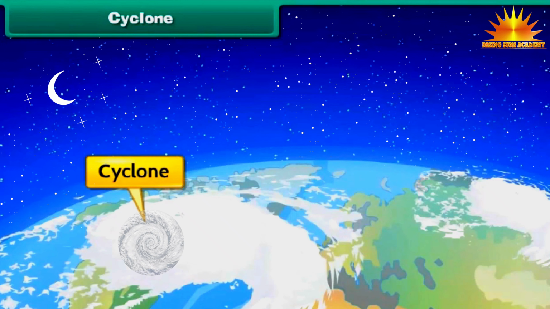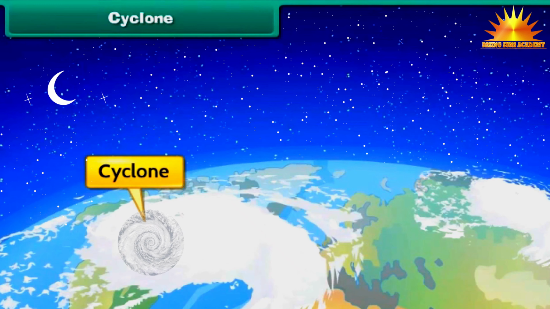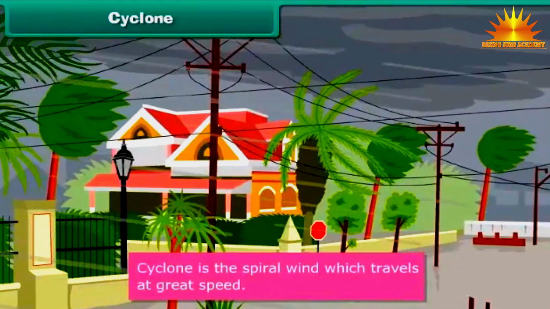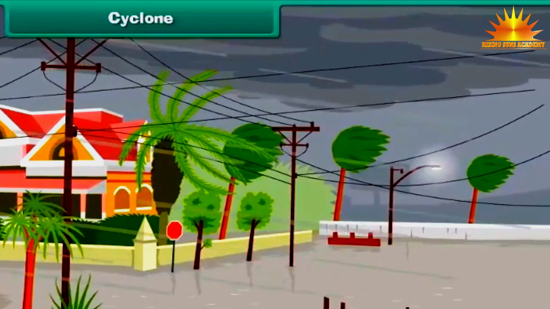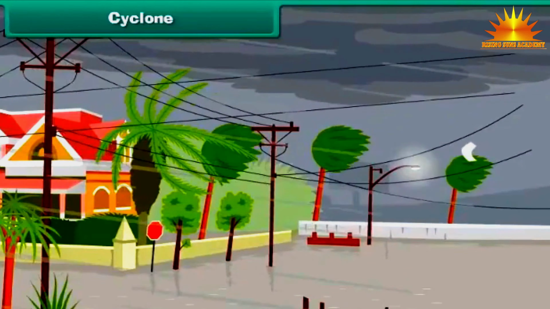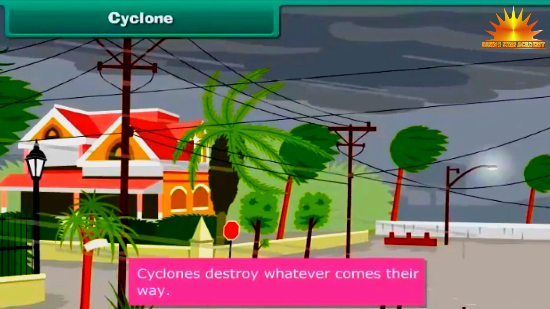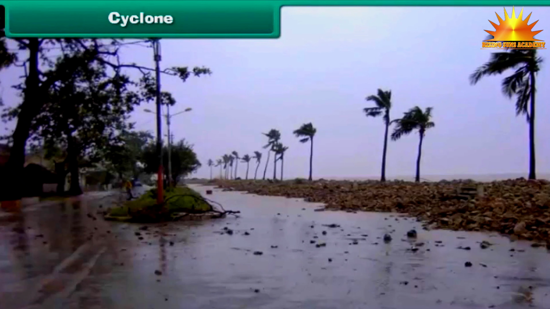Cyclone. Children, do you know what a cyclone is? In case of cyclones, the spiral wind travels at great speed. Strong winds traveling with very high speed uproot trees, houses, and electric poles, and destroy all the things that come their way. Cyclones occur especially in coastal areas.